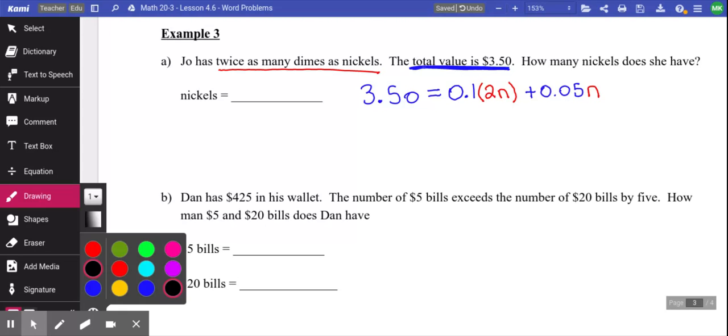So if we look, the first thing we need to do is multiply that 0.1 into the brackets. That means I have 3.5 equals. If I put 0.1 times 2 in my calculator, you should get that is now 0.2n. And then plus 0.05n.